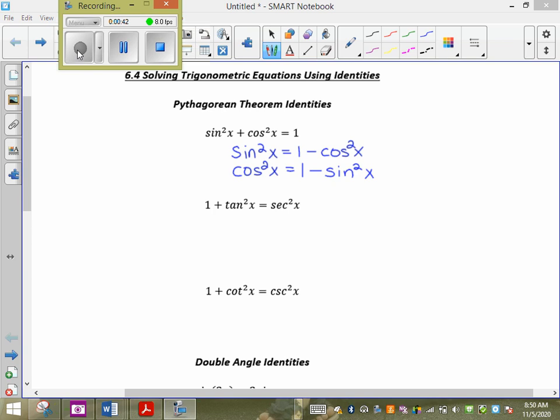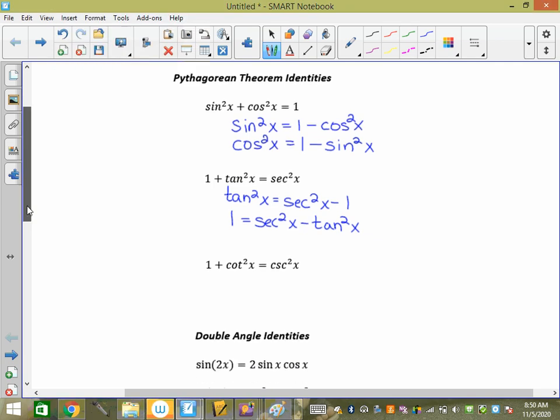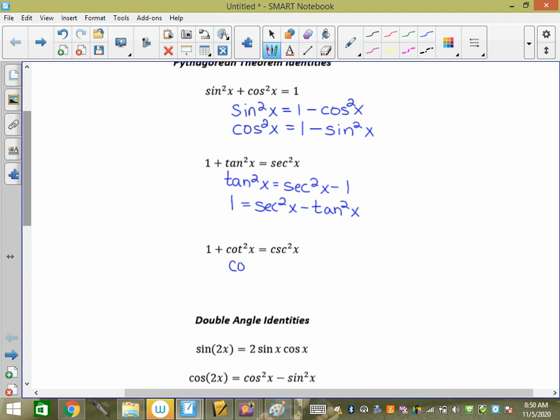Then the next one, if we want to get tan by itself, we can go tan squared x equals secant squared x minus 1. Or we could get 1 by itself, and it would be secant squared x minus tan squared x, which usually you don't do the replacement of the one with secants and tans, but you could. And then we have cotan squared x equals cosecant squared x minus 1. Or 1 can equal cosecant squared x minus cotan squared x.